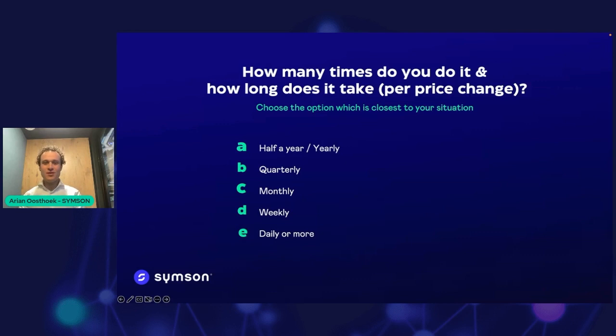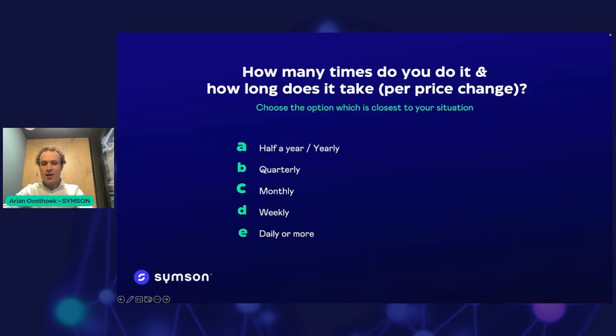How many times are you doing it? So how many times are you changing currently your prices? Is that half a year or yearly? Is that quarterly? Is that monthly, weekly, or even daily? Please type in the chat the answer which is most applicable for your situation. A, B, C, D, or E.